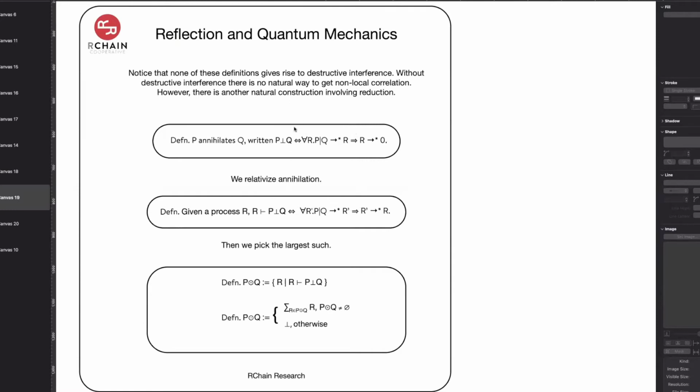It begins with our notion of annihilation, right? So we say P annihilates Q if whenever you put P in parallel with Q, for all the R's that this evaluates to, R eventually goes to 0. So what we're saying is all paths out of P par Q go to 0. That's what this says.